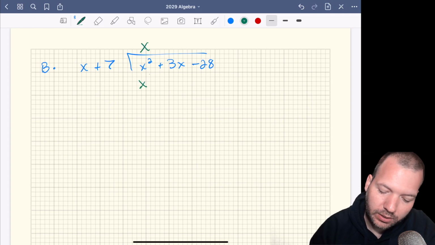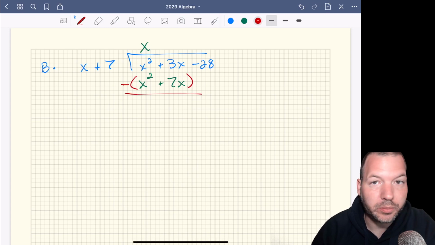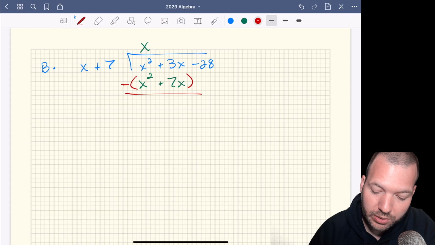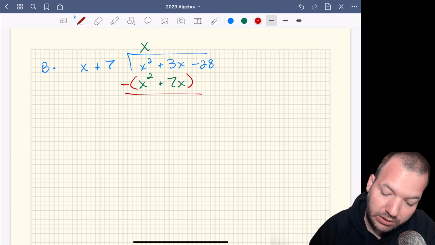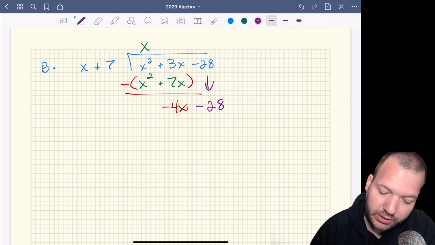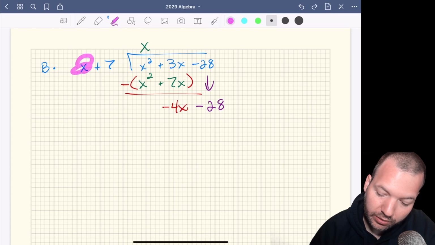X times x is x squared, x times 7 is 7x. We want to subtract. X squared minus x squared is 0. That should always happen. 3x minus 7x is negative 4x. Hopefully that's making sense. Minus 28 we bring down, and we start again, and we say what times the x would make a negative 4x?